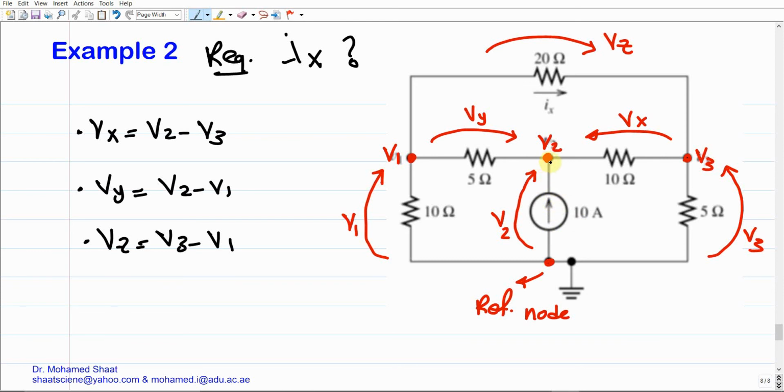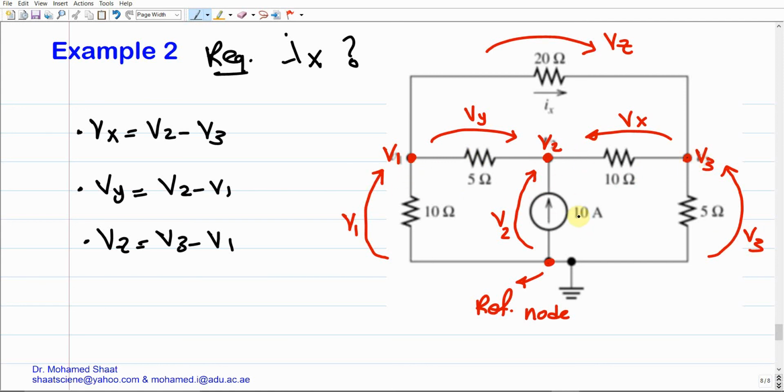So it means that we have to write a Kirchhoff current law to node 2. Why? V2 is not known. I don't know how much is V2, I don't know how much is V1, I don't know how much is V3. So in total I have 3 unknowns, which are V1, V2 and V3.